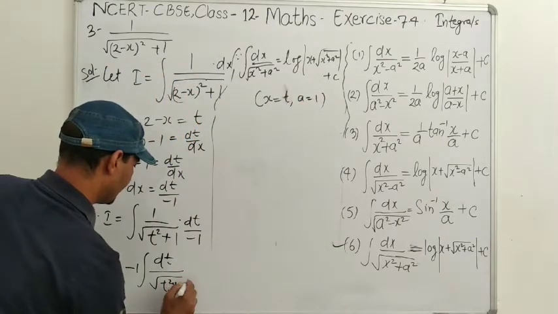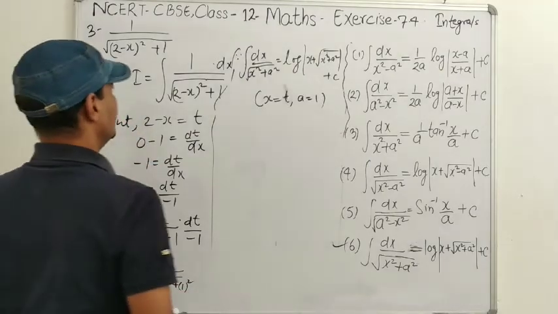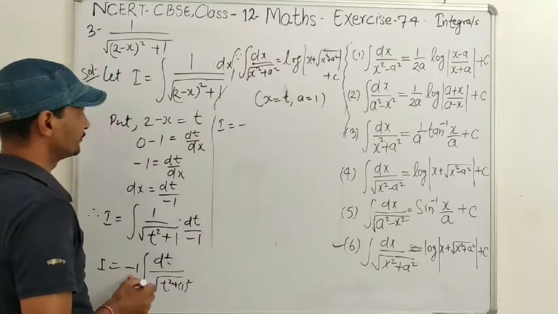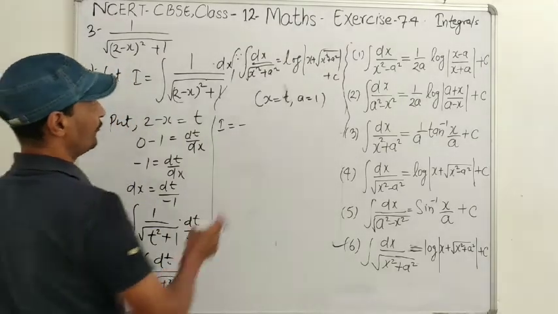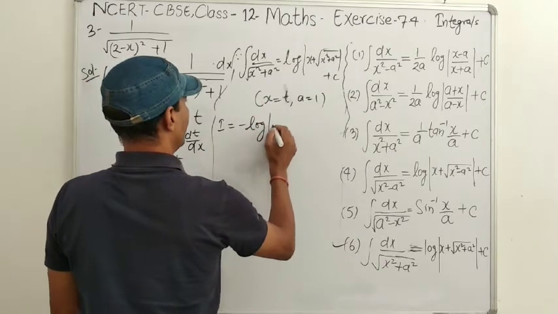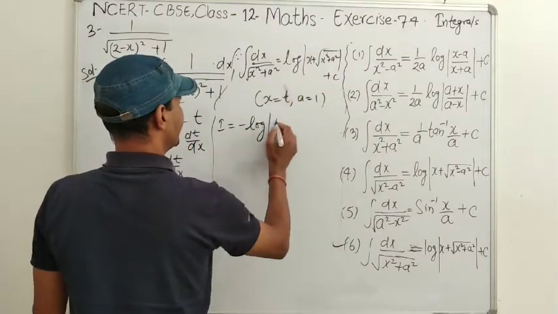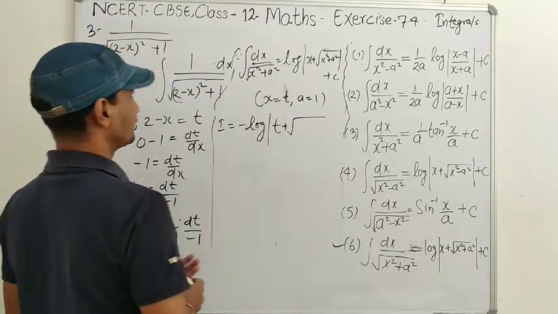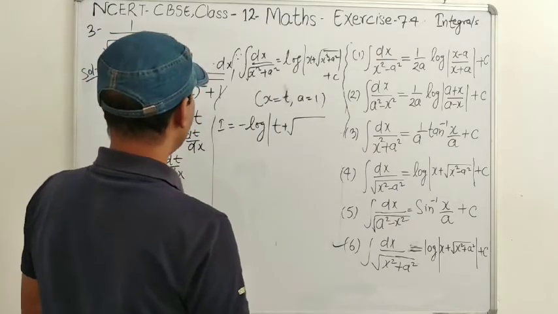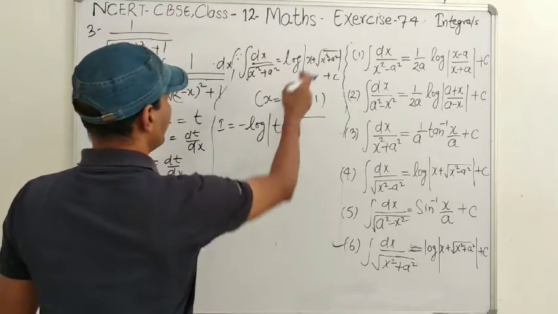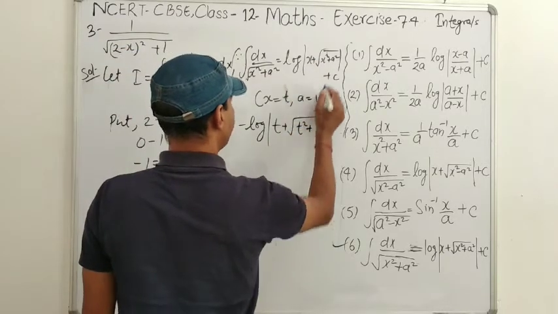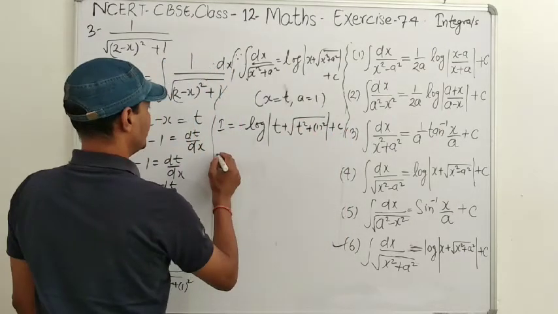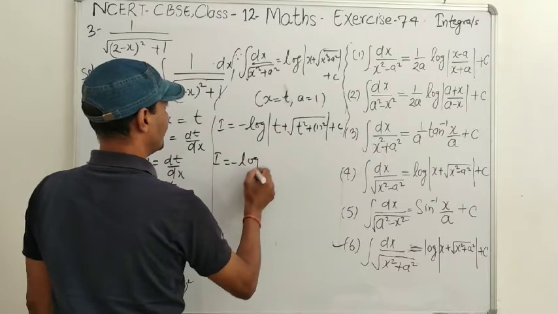You can also make 1 like this, 1 square. Now I equals minus 1, we write minus 1 into dt by root over. By this formula, it is log of mod of x. What is x? x is t plus root over, again x is t square plus a, which is 1 square, plus c. So I equals minus log of t.